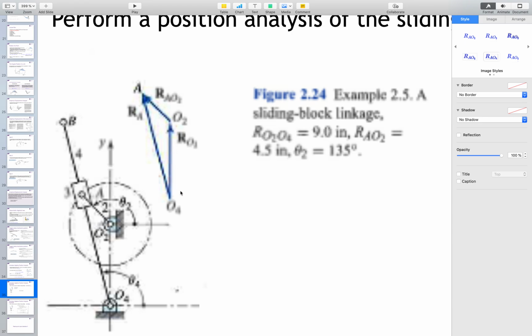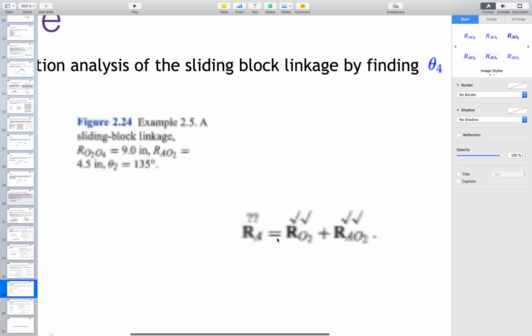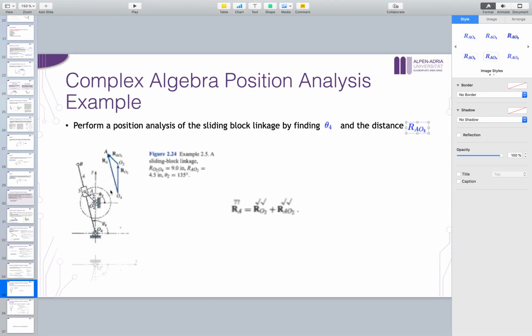Now, what is clear here, for example, in complex algebra, or actually in vector algebra also, is that RA is equal to the RO2 vector plus O2A. So basically we have the three vectors: RA is equal to RO2 plus RAO2. Okay, then we have this closed.